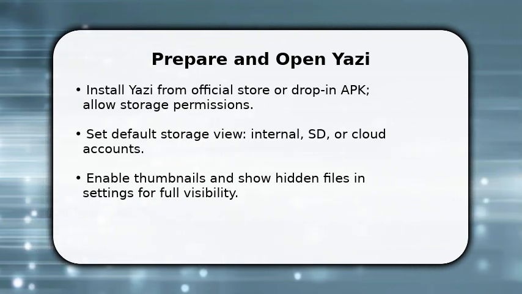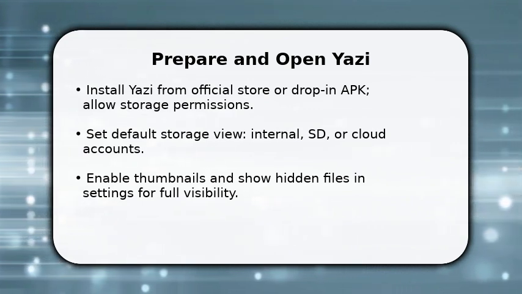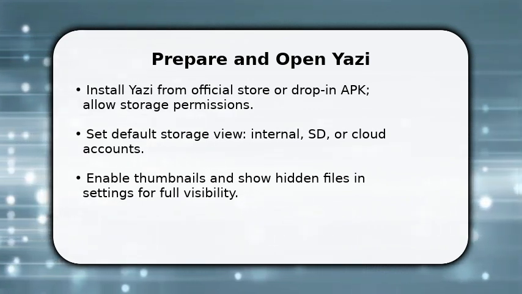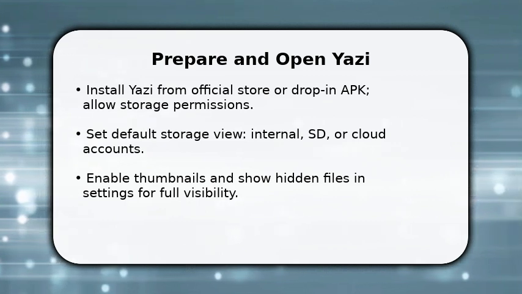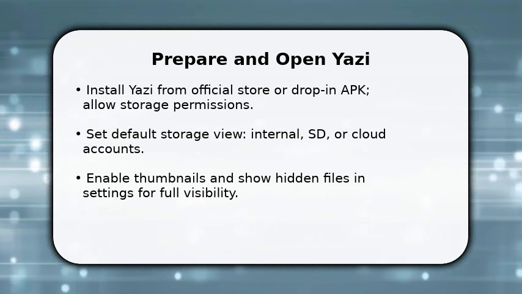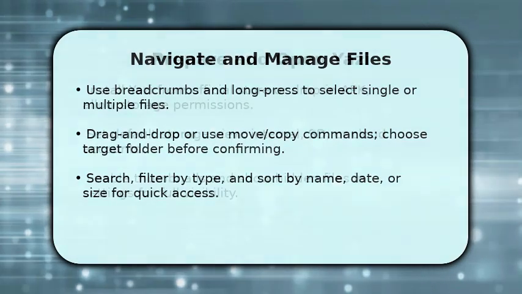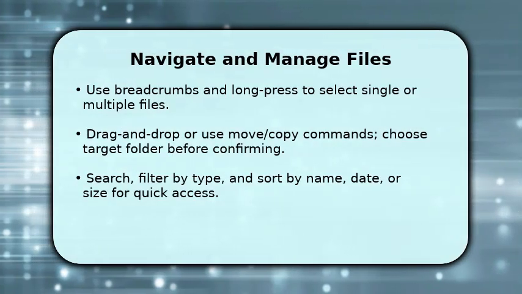Make sure thumbnails and hidden files are enabled in settings. This helps you identify images and configuration files immediately. Now tap the main directory to load the file list and get ready to perform file operations efficiently without hunting through unexpected folders. Now focus on navigation and core file management.